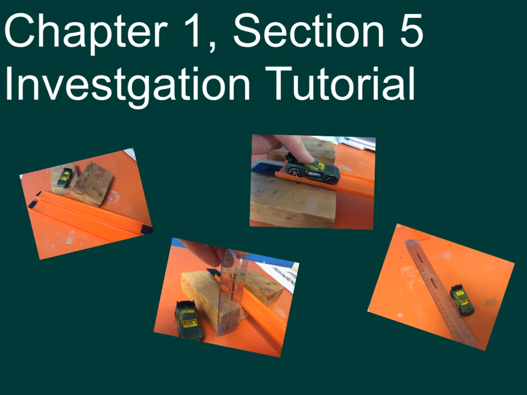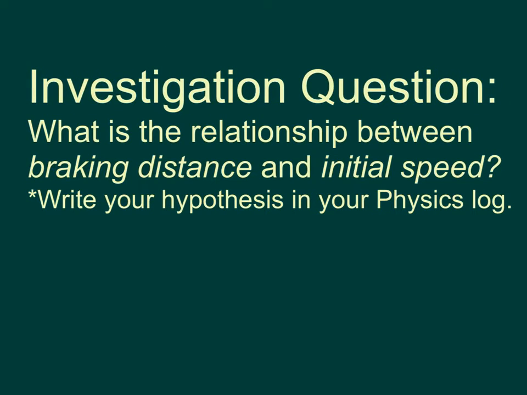For the Chapter 1, Section 5 investigation, you'll be using the materials that you see in these pictures. We're modifying the investigation from the reading packet just a little bit. The question of the investigation remains the same. We're looking at the relationship between the braking distance and the initial speed. Braking distance and initial speed are described in the investigation in the reading packet. Be sure to read that information. Once you've read that, write your hypothesis in your physics log.